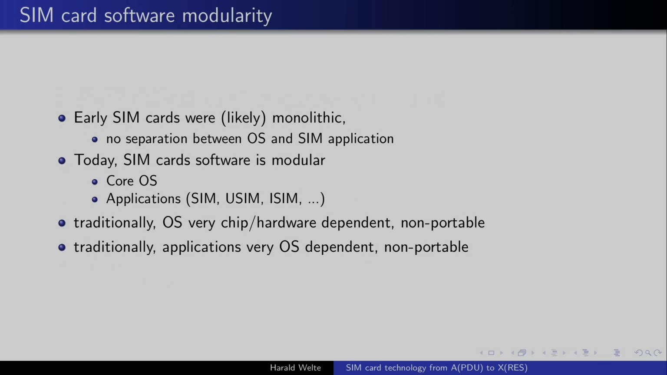In early SIM cards, I presume they were rather monolithic, so you didn't really have a separation between operating system and SIM application. Today, the software has become more modular. We have this abstraction between the operating system and applications. And traditionally, even when that separation already existed, the operating system was very hardware dependent, non-portable, and the applications were very OS dependent and non-portable. And that has changed a bit due to the introduction of Java cards into the SIM card area, which is not required. There's no requirement anywhere that a SIM card must be a Java card. But in practice, most SIM cards are Java cards because they have certain, at least perceived advantages and are the norm by now.